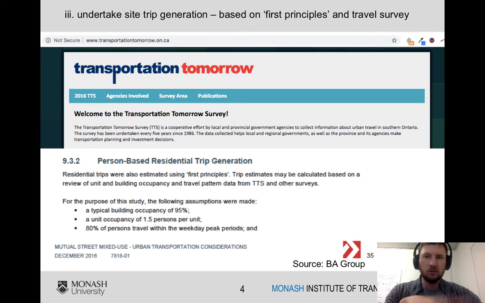And so from that data, you can start making some sort of estimates. This data set is quite local. It might have study areas that are only a kilometre or so big. And so you can make some assumptions. Well, 95% of the people will be in the building at any time, 1.5 people per unit. So now we know how many people are going to be travelling in any day. 80% of people travelling in the weekday periods. Again, some of these are rules of thumb, some are estimates, some are based on data, but essentially you're trying to get a reasonable estimate of what the trip generation is going to be like.